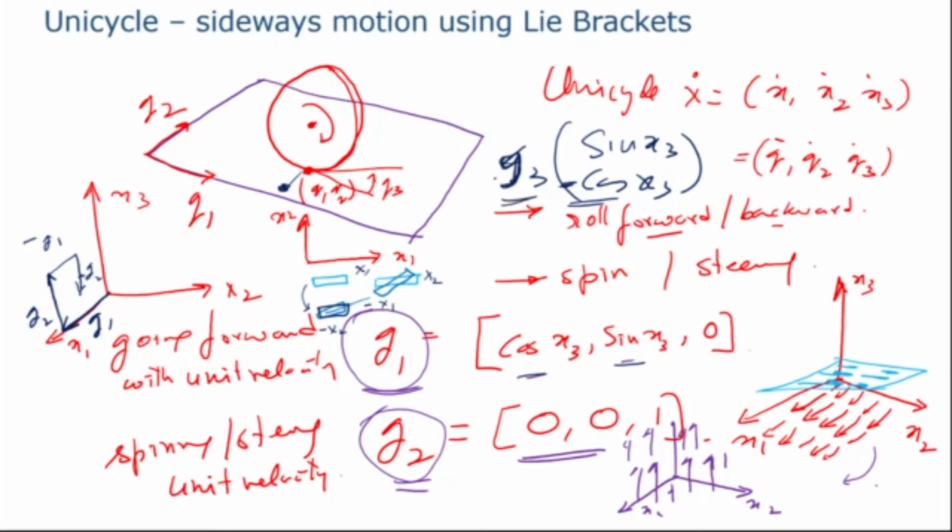Successively I can have another vector field, g1 and g3, or g2 and g3, to generate another motion. So by successively generating these motions, the car can go and park anywhere. This is what it is saying.